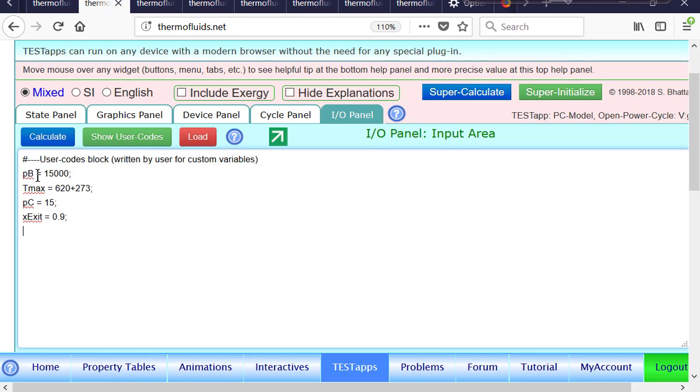So the boiler pressure, I just call it PB, 15,000, in SI units kPa. This is the boiler pressure. Maximum temperature again should be in Kelvin, because it should be in SI units. This is the condenser pressure. And the turbine exit, I'm just calling it X exit. So these are my special variables declared.